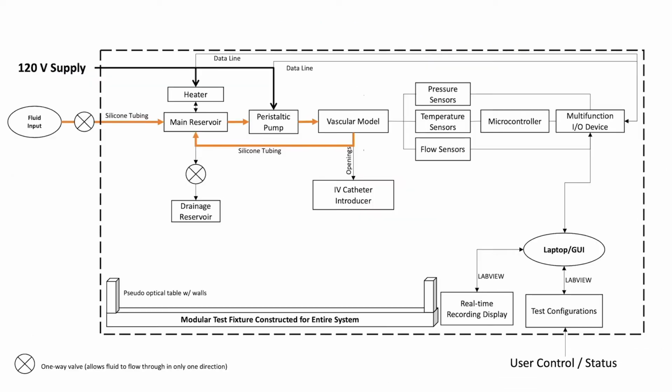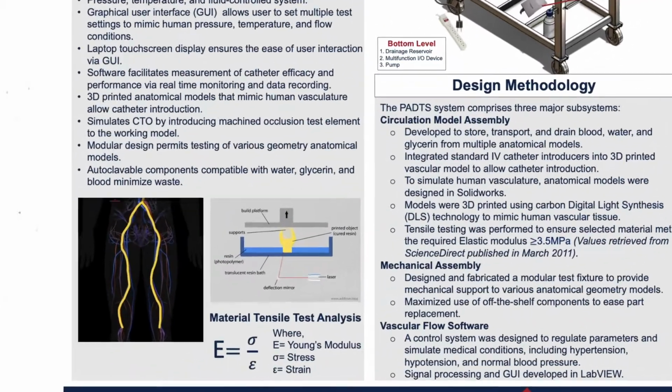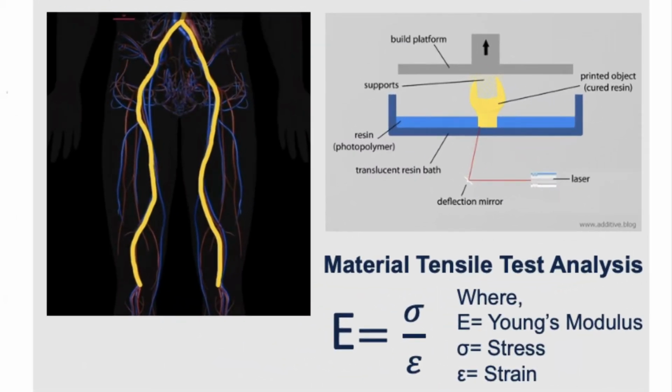The principal parts and functional requirements of the PADTS system are represented by blocks connected by lines that show the relationships of the blocks. The circulation model assembly was developed to store, transport, and drain blood, water, and glycerin from multiple anatomical models. Models in three common variations were designed in SolidWorks to simulate human vasculature. The models were 3D printed using carbon digital light synthesis technology to mimic human vascular tissue.